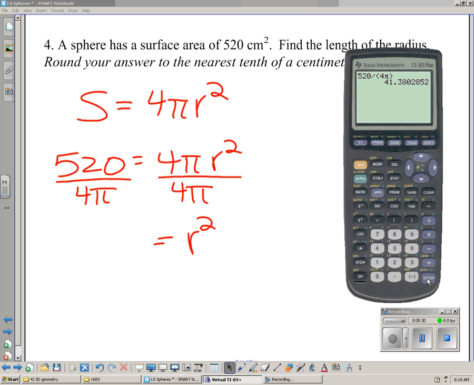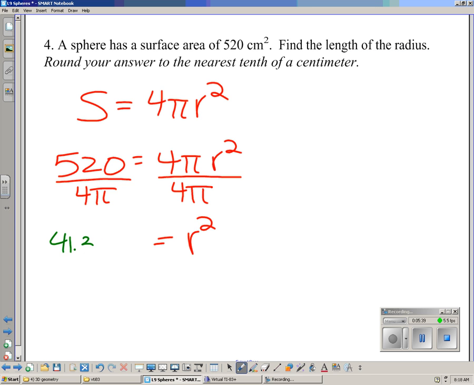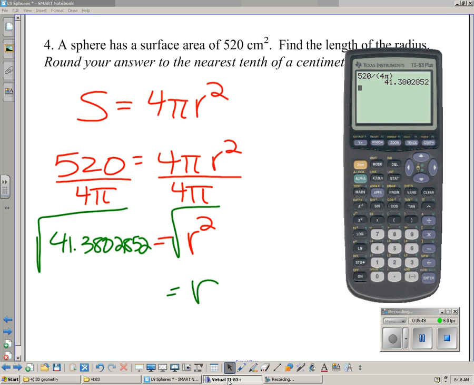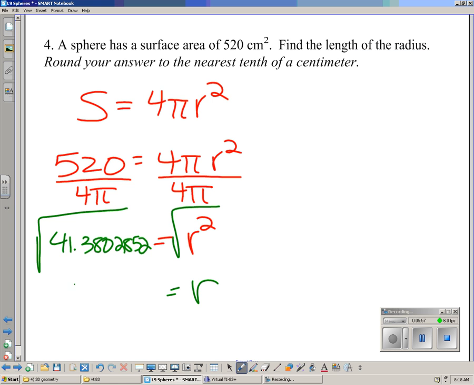And we're not going to round until the end, so we're going to write 41.3802852. And now to find the radius, we take the square root of both sides. So we're going to take the square root of that answer, and we're going to round this to the nearest tenth, which would round to 6.4, and the units would be centimeters.